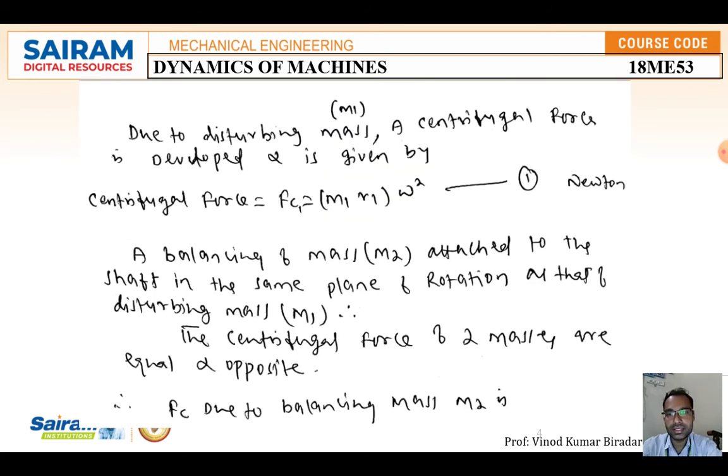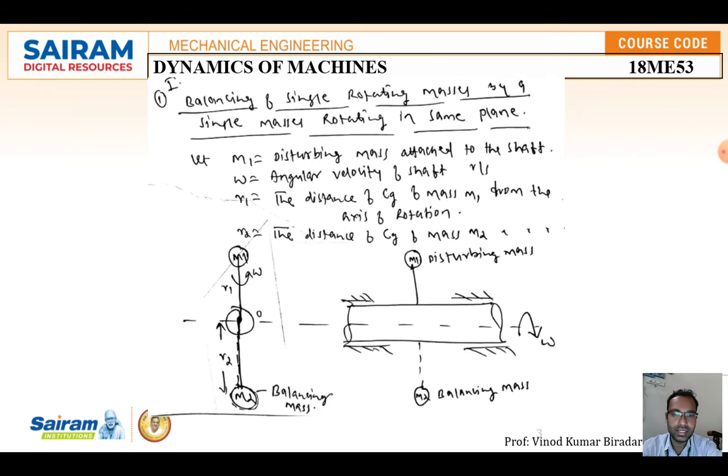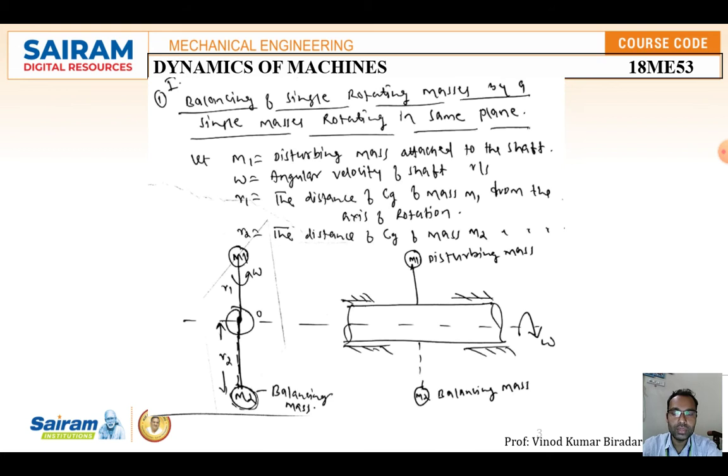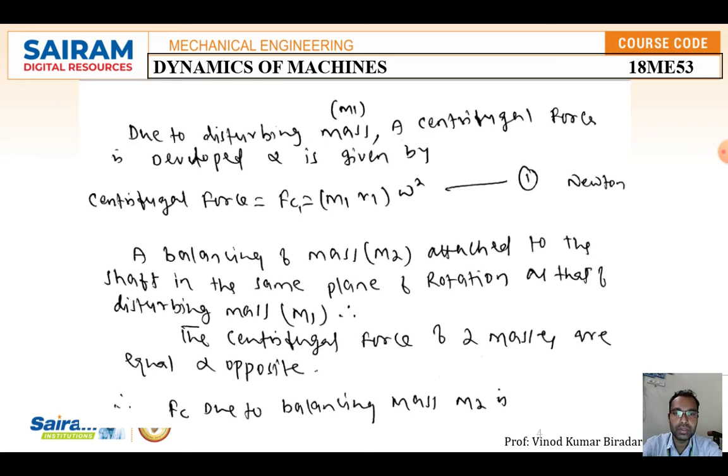Just to understand that, consider a particular shaft, and to it one disturbing mass is fixed. If you give some angular velocity, it will rotate. To make it balanced, an equal amount of mass is fixed on the other side, so that the given single mass rotates in a perfectly balanced way.